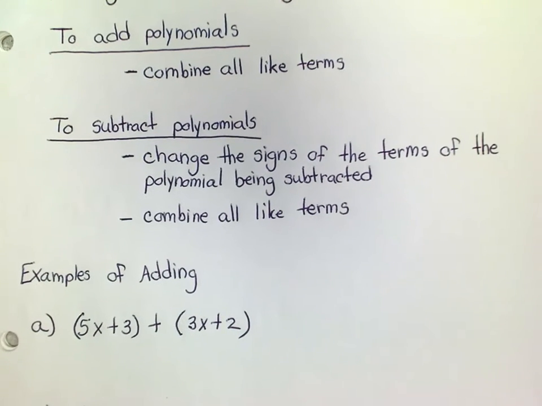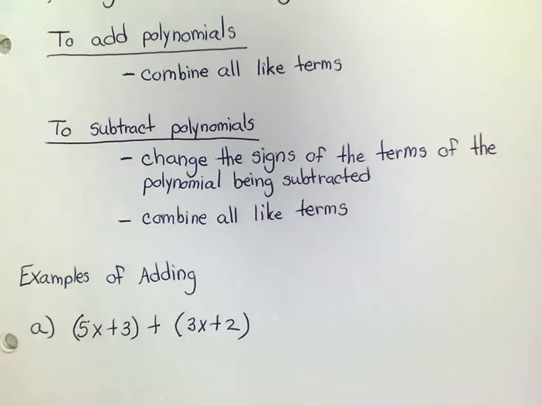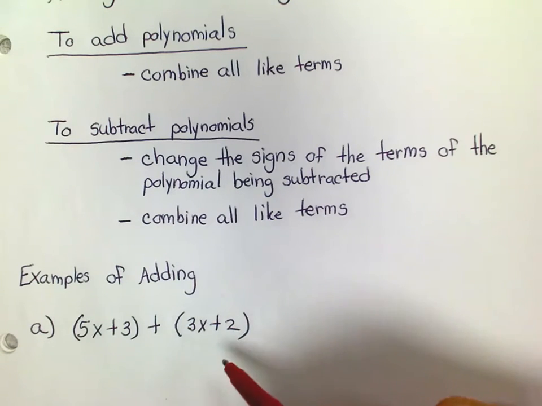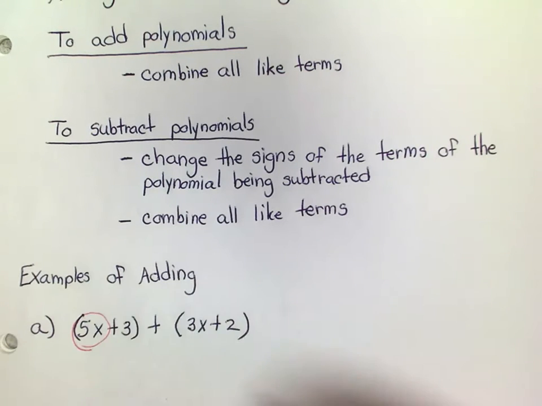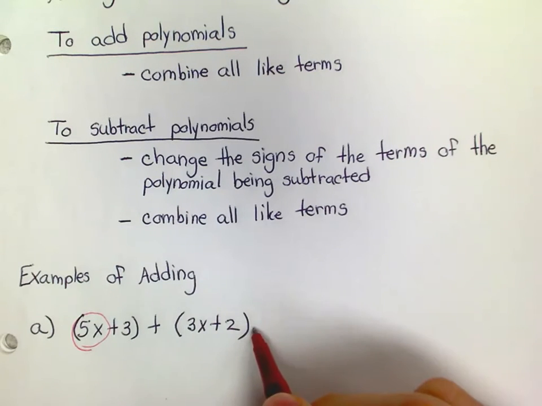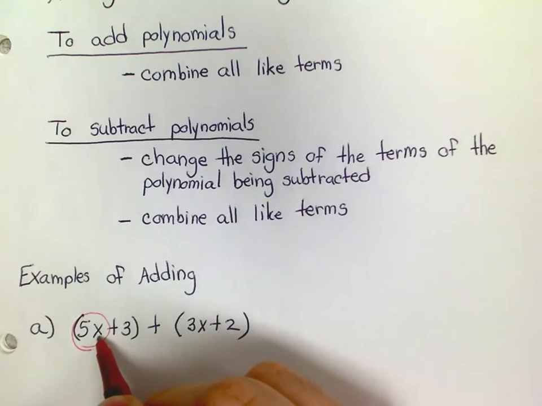Alright, so example A right here. We're told we just want to combine all like terms. So for this, you just want to go through, and I like to group all of the similar terms together. Similar meaning they have the same variable. See, here's something attached to an x. I like to circle it. And I'm going to go through the rest of the terms and find other stuff that has just plain x.